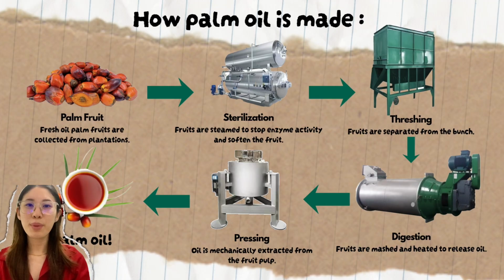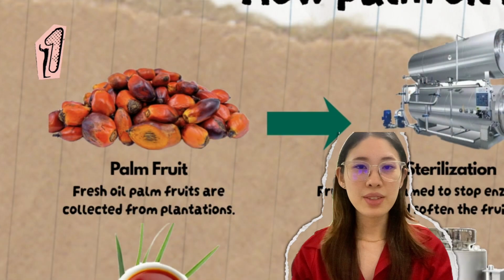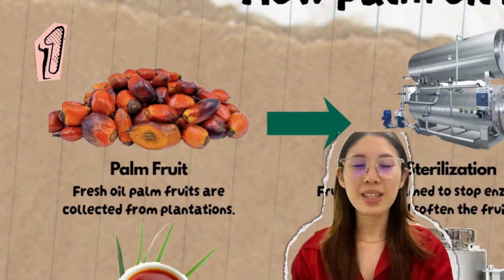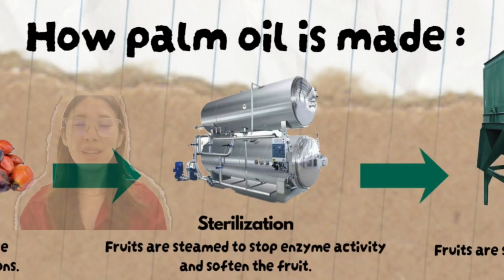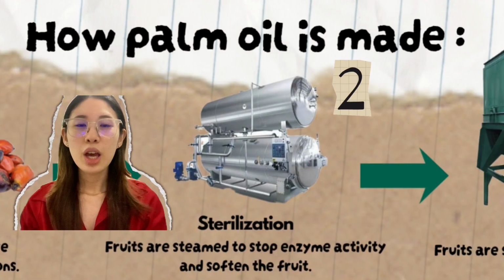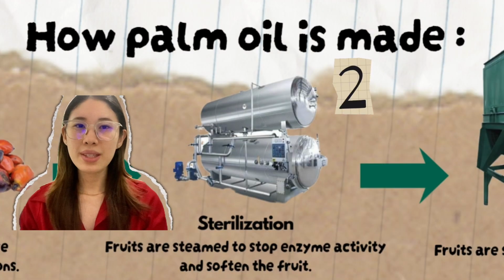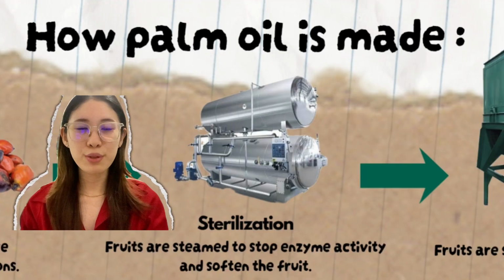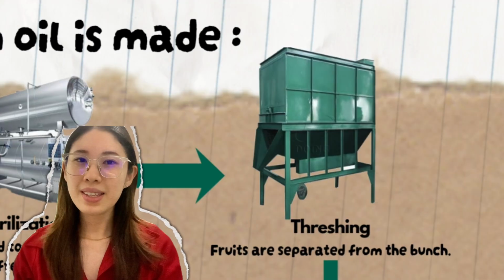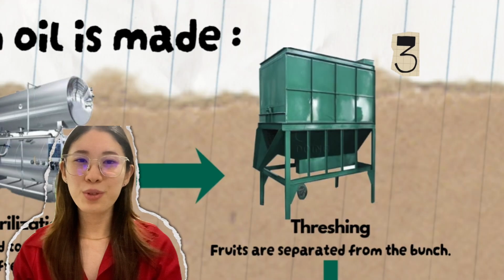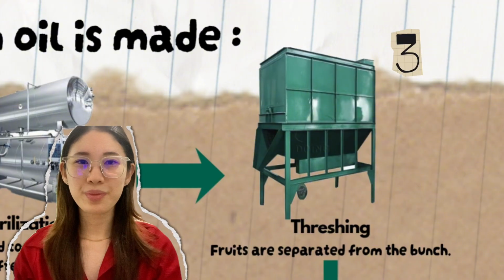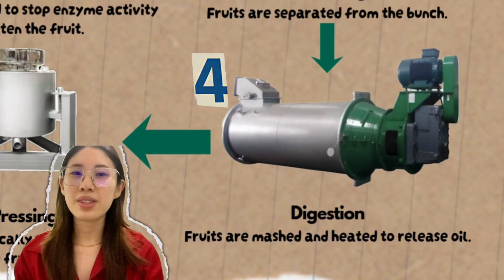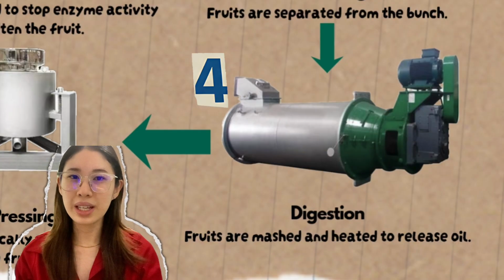This slide shows how palm oil is made. First, fresh palm fruits are collected from plantations. They then go through sterilization, where they are steamed to stop enzyme activity and to soften the fruits. Next is threshing. This is where the fruits are separated from the bunch. And then it undergoes digestion. This is where the fruits are heated and mashed to release the oil.